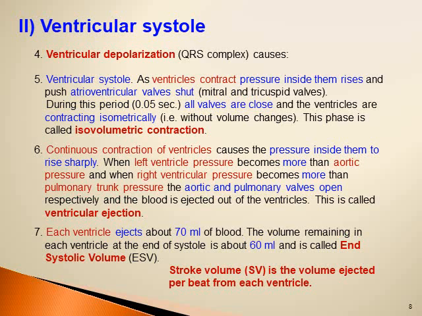And we can obtain the stroke volume by subtracting the end systolic volume from the end diastolic volume. 130 milliliters minus 60 milliliters, and this will lead to the stroke volume, which is 70 milliliters of blood. So stroke volume is equal to end diastolic volume minus end systolic volume, 130 minus 60. The result is about 70 milliliters per beat or per cardiac cycle.